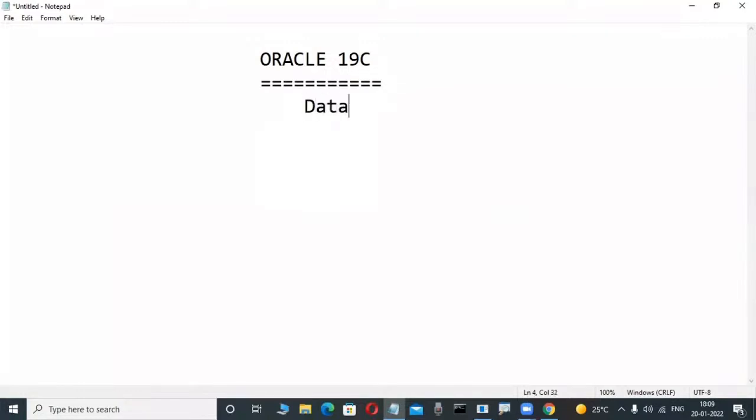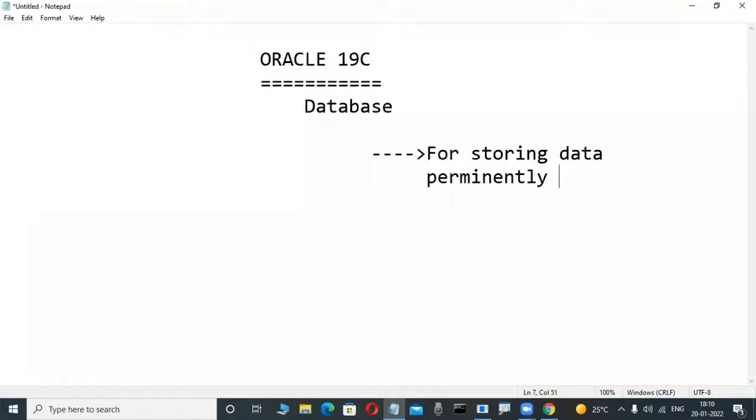Database. Don't write anything, just observe here. But what is the purpose of these database products? Everyone knows. Whenever we install these database products in our system or on the company side, what is the main purpose? For storing data. For storing data permanently in secondary storage devices. Secondary storage devices means maybe hard disk.